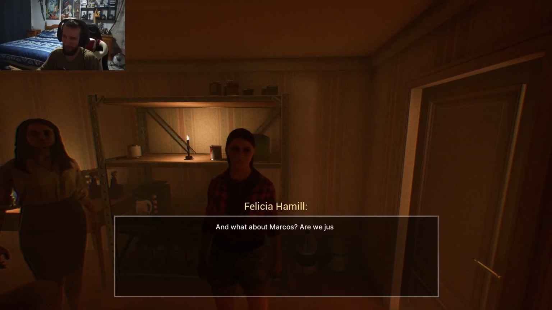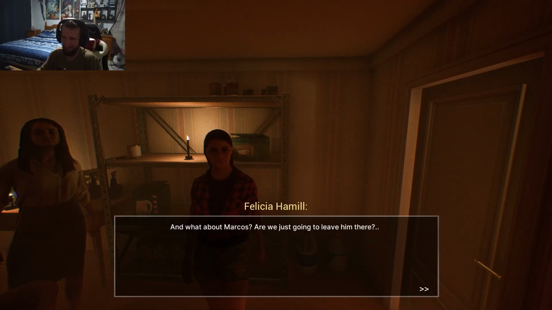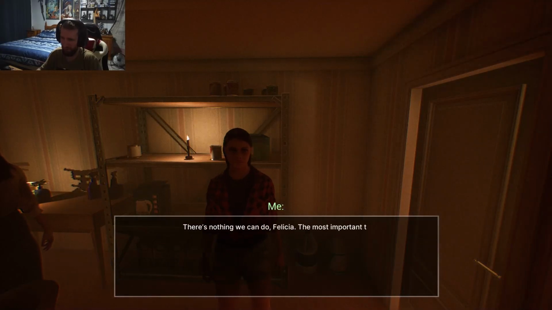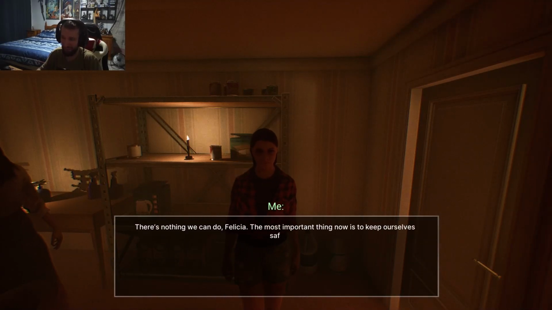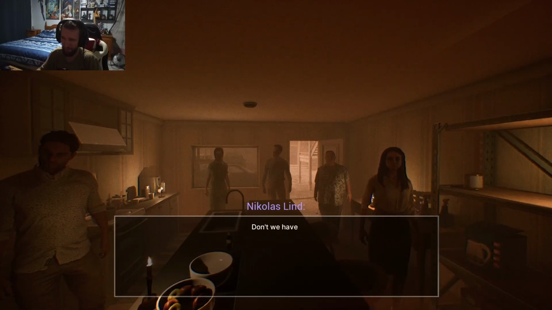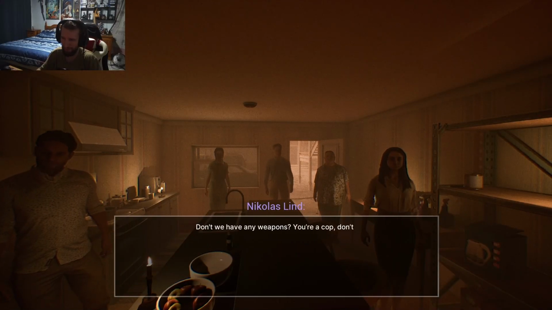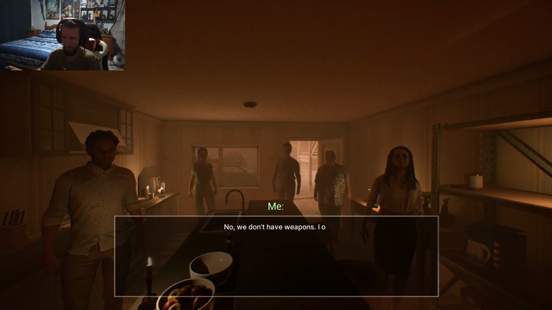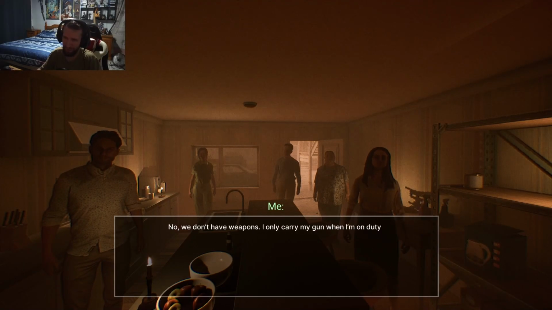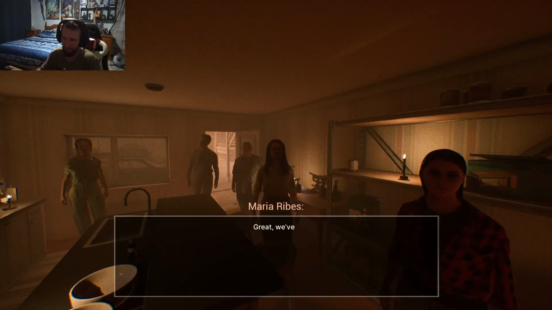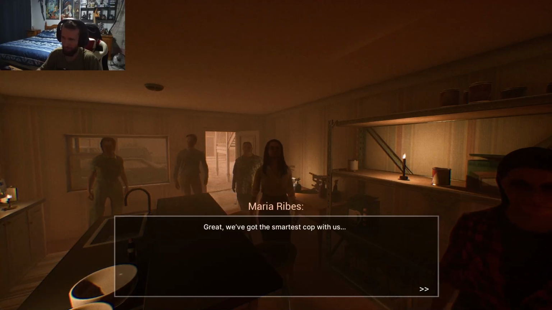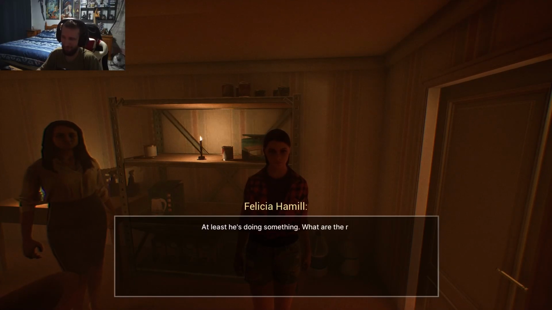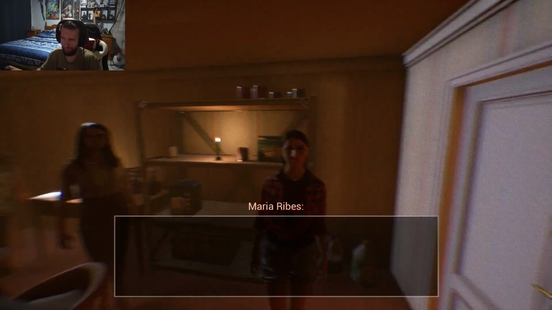And what about Marcos? Are we just going to leave him there? There's nothing we can do, Felicia. The most important thing now is to keep ourselves safe. Don't we have any weapons? You're a cop. Don't you have a gun? No, we don't have weapons. I only carry my gun when I'm on duty. Great. We got the smartest cop with us. At least he's doing something. What are the rest of you doing?